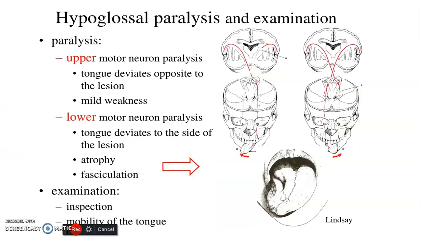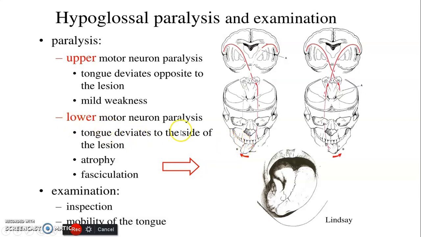Okay, so look here. Here is the site of lesion, upper motor lesion. And this side is controlling this nucleus of hypoglossal that is affecting this side of the tongue. So in upper motor lesion, if you injure here, you're going to affect this side of the tongue. So the tongue will deviate opposite the side of lesion. So the lesion is on this side, but the effect is on this side. So you deviate towards the abnormal side.